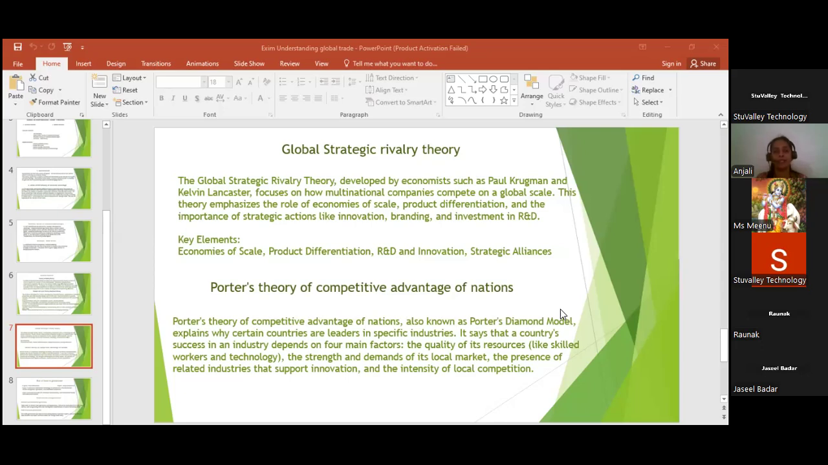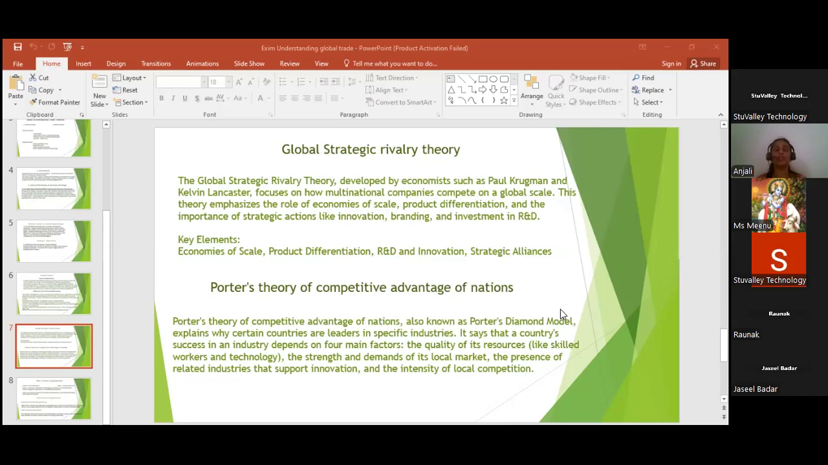Okay, next comes Porter's theory of competitive advantage of nations. Before an example, let me tell you all, Porter's theory of competitive advantage of nations is also known as Porter's diamond model, which explains why certain countries are leaders in specific industries. It says that a country's success in an industry depends on four factors: the quality of the resources, like skilled workers and technology, the strength and demands of the local market, the presence of related industries that support innovation, and the intensity of local competition.